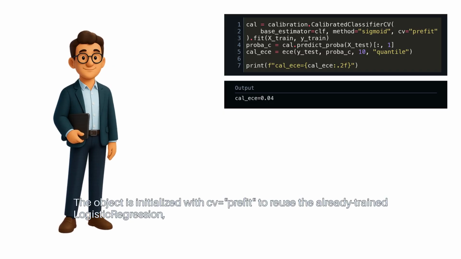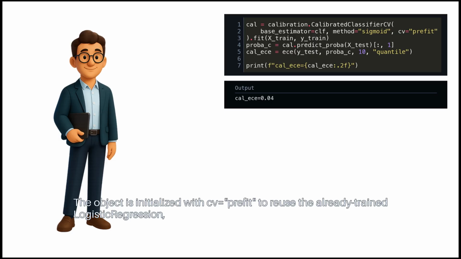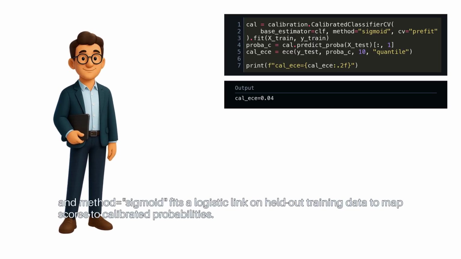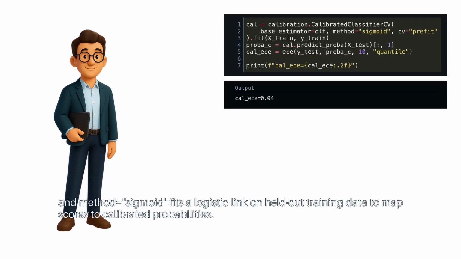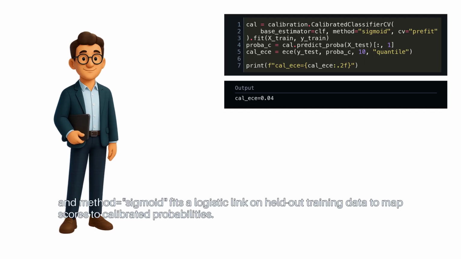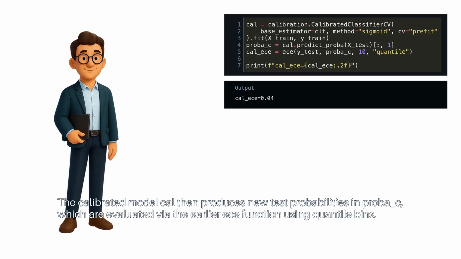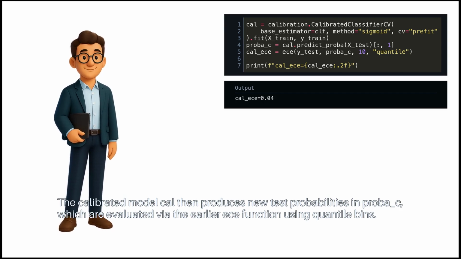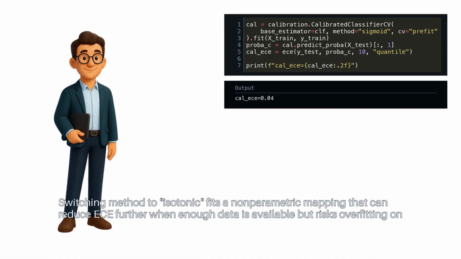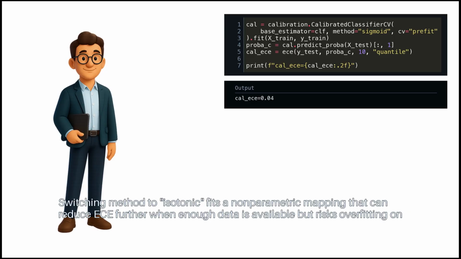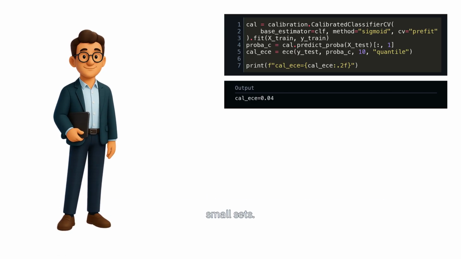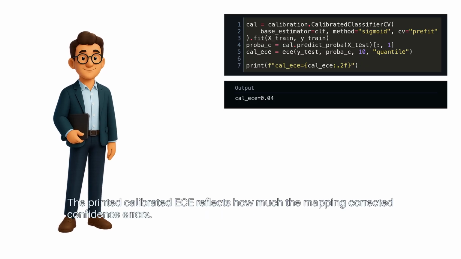The object is initialized with cv equals prefit to reuse the already trained logistic regression, and method equals sigmoid fits a logistic link on held-out training data to map scores to calibrated probabilities. The calibrated model cal then produces new test probabilities in proba_c, which are evaluated via the earlier ECE function using quantile bins. Switching method to isotonic fits a non-parametric mapping that can reduce ECE further when enough data is available, but risks overfitting on small sets. The printed calibrated ECE reflects how much the mapping corrected confidence errors.